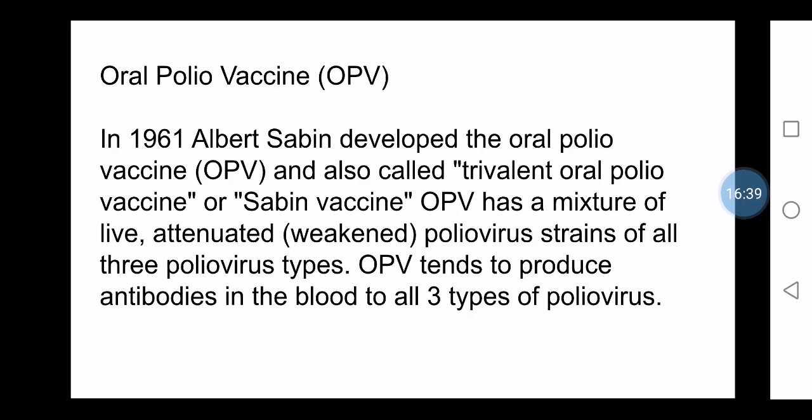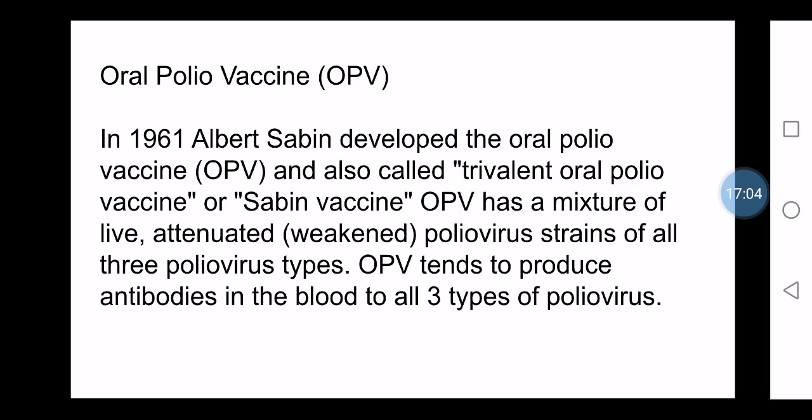So let us see about OPV, oral polio vaccine. It was developed by Albert Sabin, so of course the other name is Sabin vaccine. The other one was the Salk vaccine. This is known as Sabin. So always remember, Sabin means oral polio vaccine. It is also known as Sabin vaccine, otherwise trivalent oral polio vaccine.